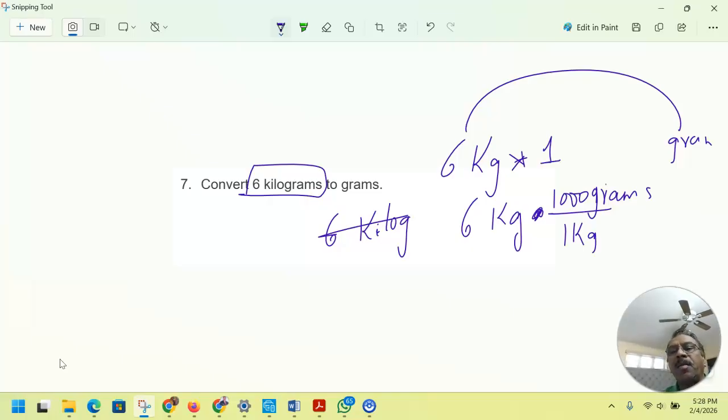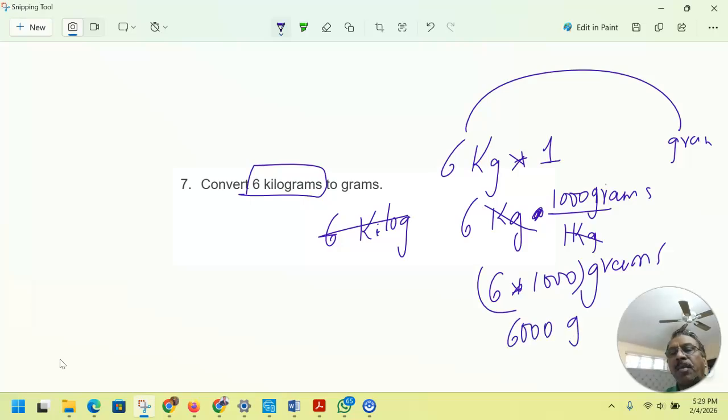So all you do is this kg and this kg cross out, and you're left with 6 times 1000 grams. And this is 6,000 grams. And you're done. So let's see another one.